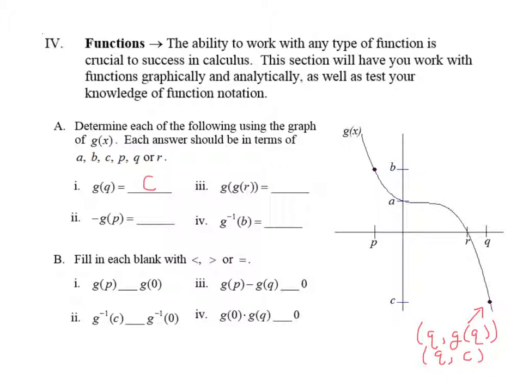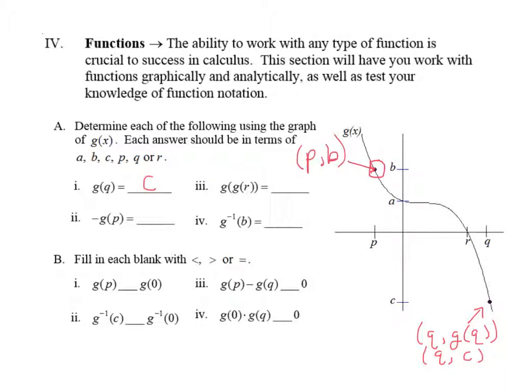So if we can find the point on the function G that has an output value of B, then we should be able to figure out what goes in the blank here. And hopefully you've already located this point. Right here it looks like this is the point on G that has an output value of B. We could, of course, label this point as the point P comma B.